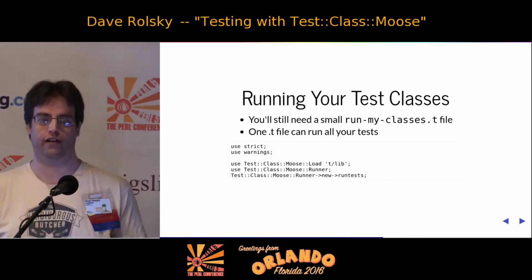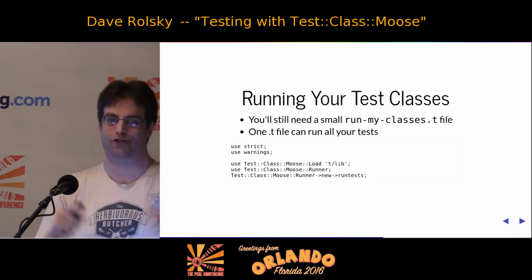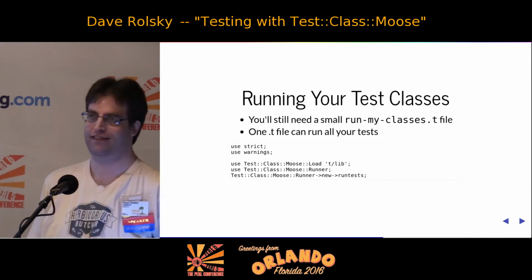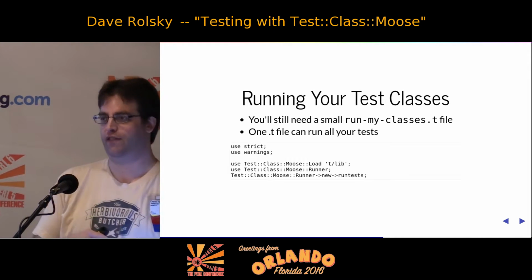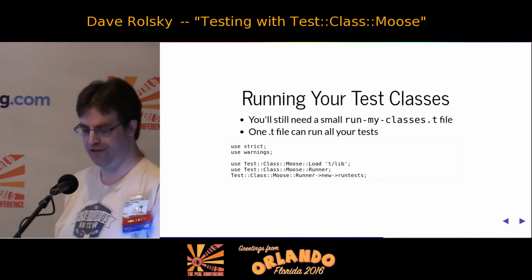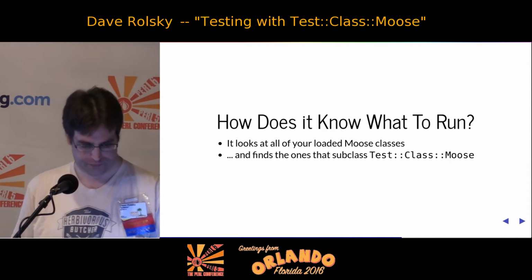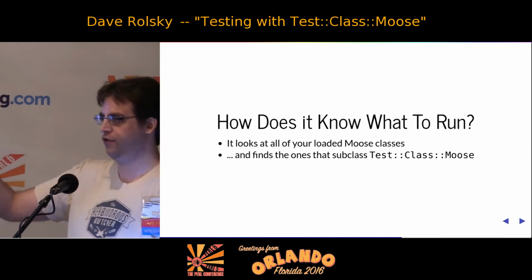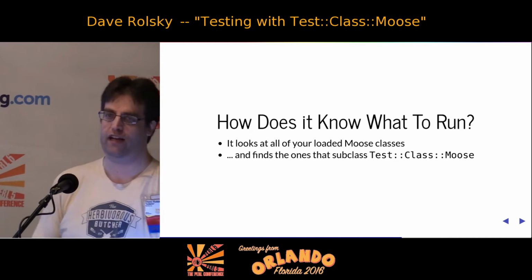Our test runner at work is like 300 lines because it does all this extra stuff, like there are different test configurations, and it does the saving of the timing data and all that stuff. But the point is you can do something really simple as well. The way it figures out what to run, it looks at the directory or directories you give it, and it finds everything.